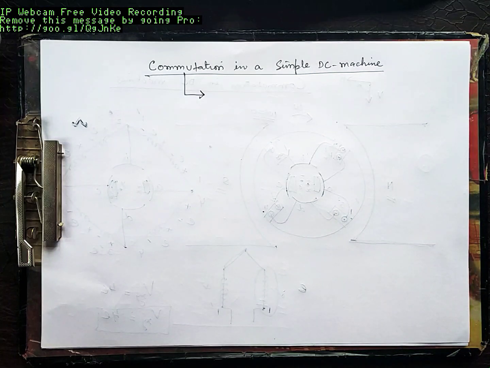In order to understand what the problems with commutation are and how we solve the problems with commutation in a real DC machine, we'll first try to understand how commutation takes place in a DC machine. Let me start with a simple DC machine with 4 loops only.